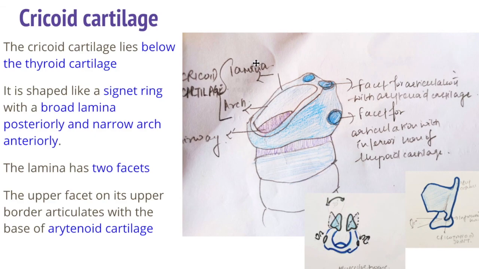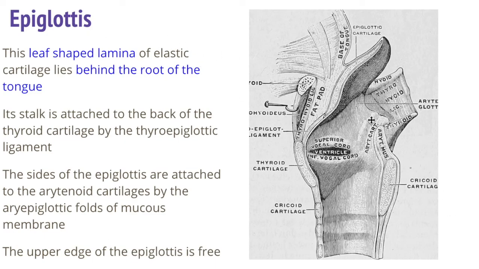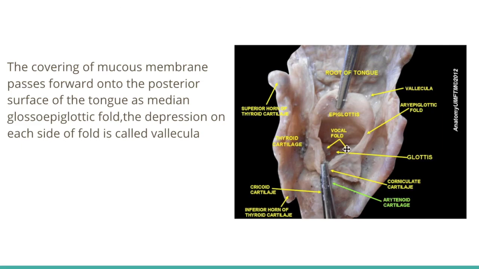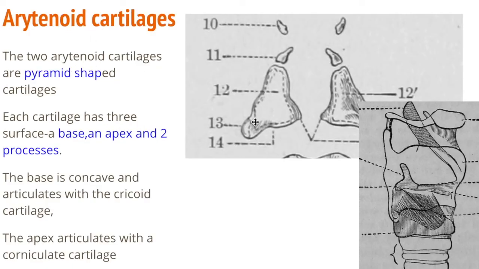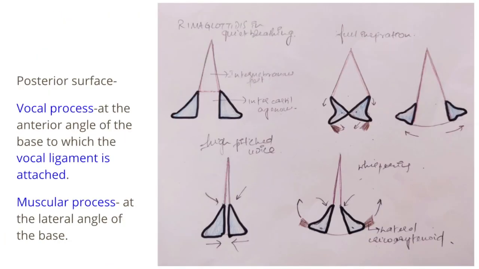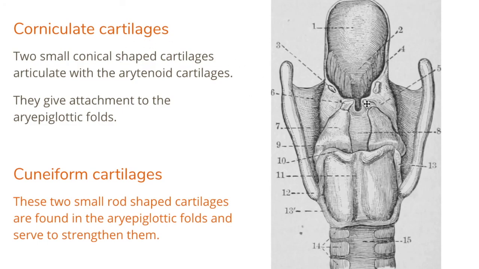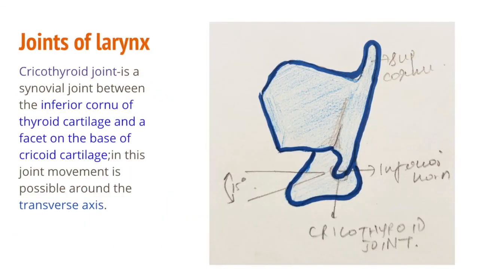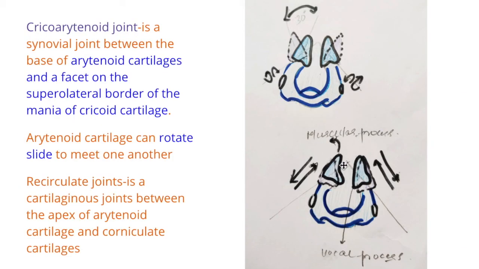We saw the next cartilage was the cricoid cartilage, which was shaped like a signet ring. It had a facet superiorly, which articulated with the arytenoid cartilage, and laterally, which articulated with the inferior horn of the thyroid. Then we saw the epiglottis, which was a leaf-shaped cartilage, and its 2 sides were connected to the arytenoid cartilage by the fold of mucous membrane called the aryepiglottic fold, and it was connected to the root of the tongue by the glossoepiglottic fold. Finally, we saw arytenoid cartilages, which are pyramid-shaped cartilages with a vocal process and a muscular process, and corniculate cartilages, which gave attachment to the aryepiglottic fold, within which was embedded our final cartilage, the cuneiform cartilage. We also saw the joints of the larynx, which were cricothyroid and cricoarytenoid.